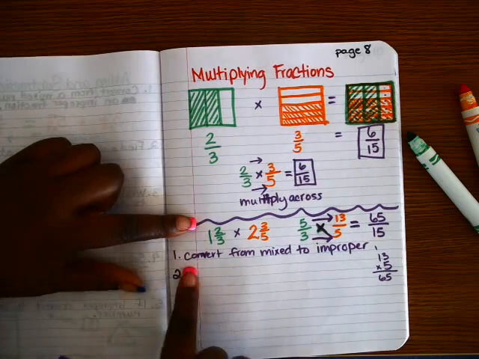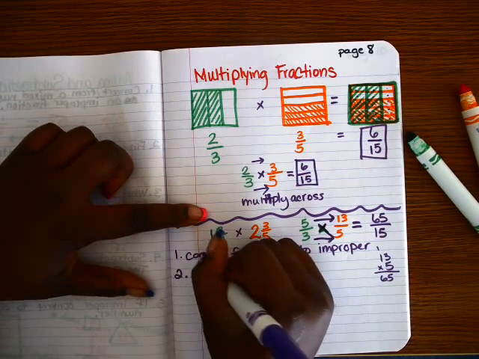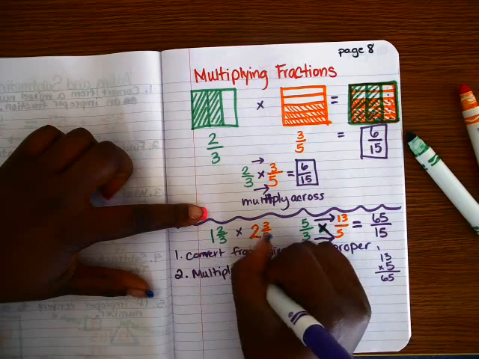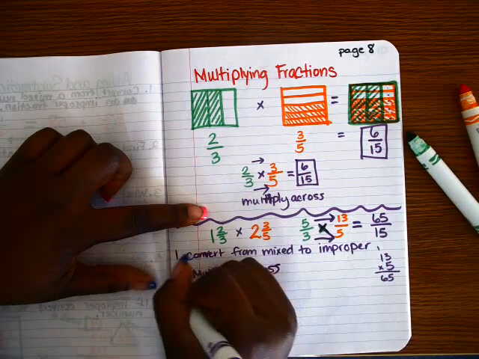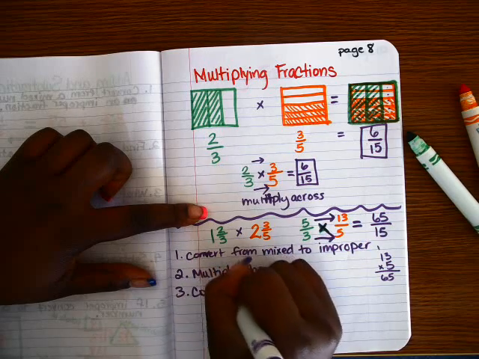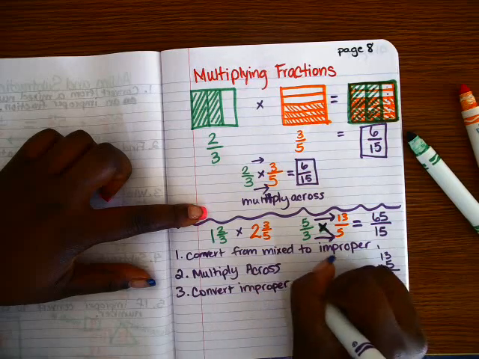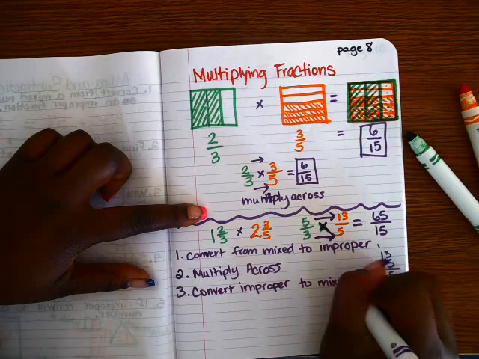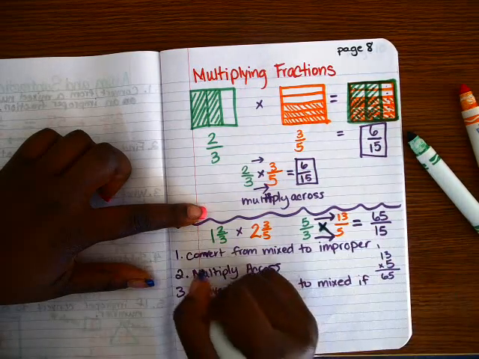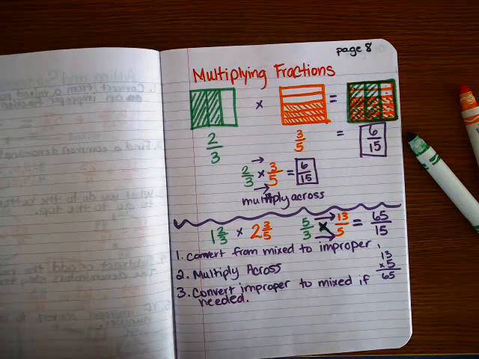So let's recap our steps. Convert from mixed to improper. Then next we're going to multiply across. And then convert from improper to mixed if needed. Alright, so let's do that.